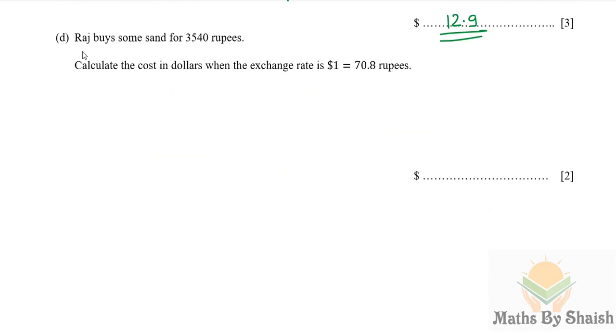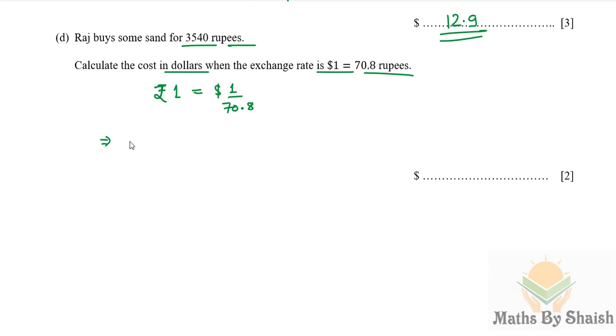And here's the D part. Raj buys some sand for 3,540 rupees. Calculate the cost in dollars when the exchange rate is $1 equals 70.8 rupees. So we are going to convert the rupees into dollars. The first way is the unitary method, or simple cross multiplication also. 1 rupee, I'll write the symbol of rupee, is going to be $1 over 70.8. So 1 rupee is the same as $1 over 70.8.